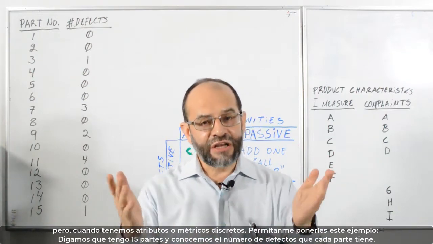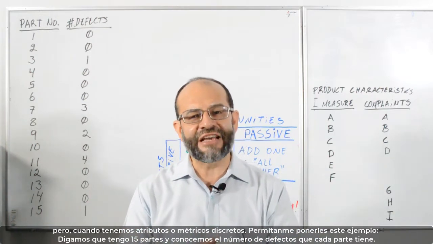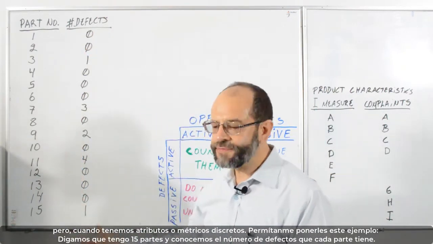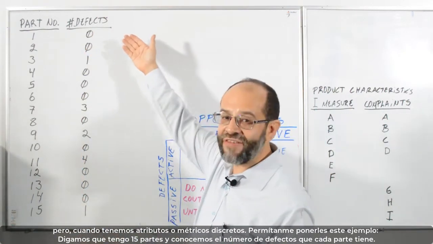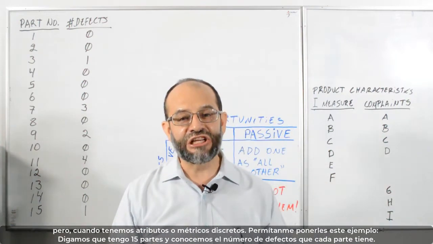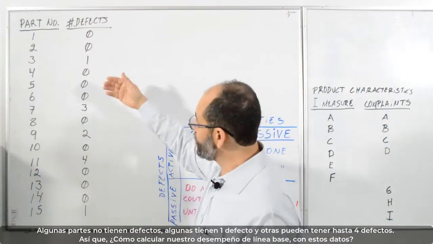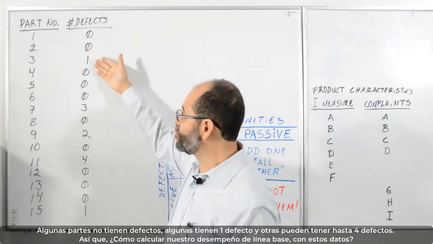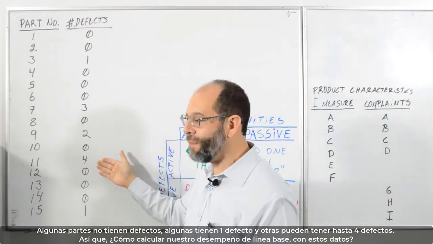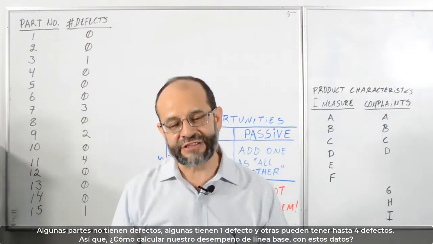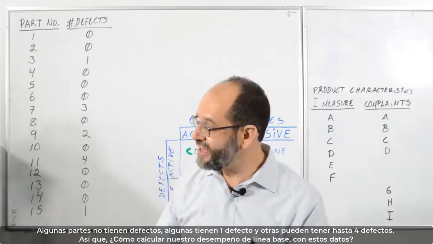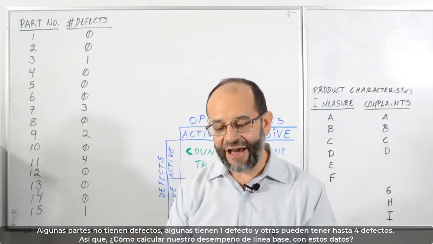So, let me introduce this with an example. Let's say that I have 15 parts, and here we have the number of defects that each part has. Some of the parts do not have a defect, some have one defect, and some parts can have up to 4 defects. So how do we calculate our baseline performance if I have this data?